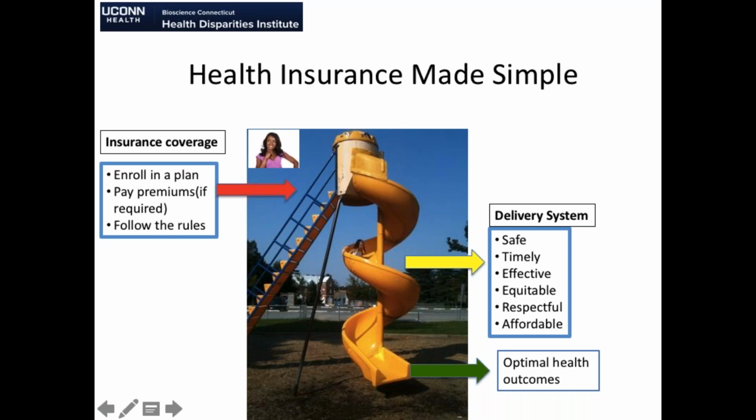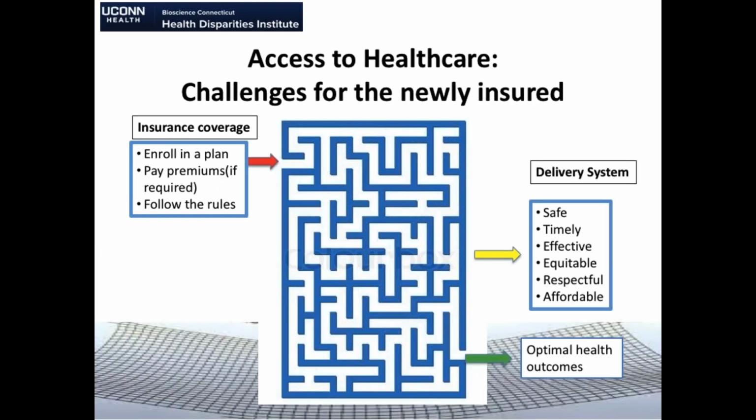It's all smooth downhill along the way. The delivery system, the doctors and the clinics and the hospitals and the labs and everybody provide safe, timely, effective, equitable, respectful, and affordable care. And voila, you come at the bottom of the slide and you have optimal health outcomes once you mix all this with your health habits and whatever your genes endowed you with. And this is health insurance and health system made simple. There are no exits, there are no really wrong turns, and it's just a smooth ride all the way down. Well, the healthcare system as we know it today is more like this.